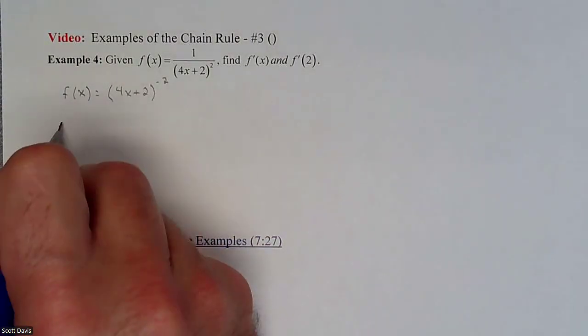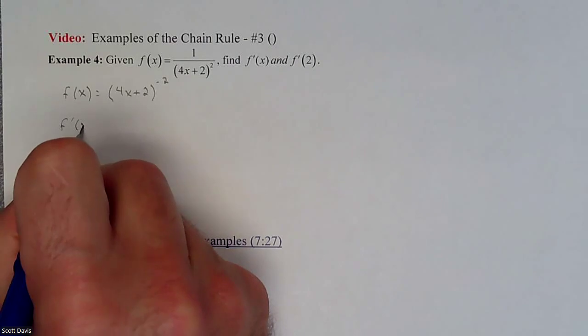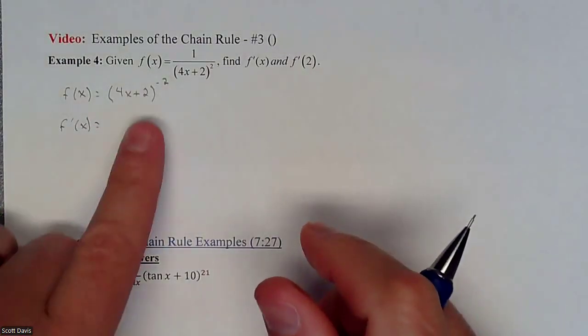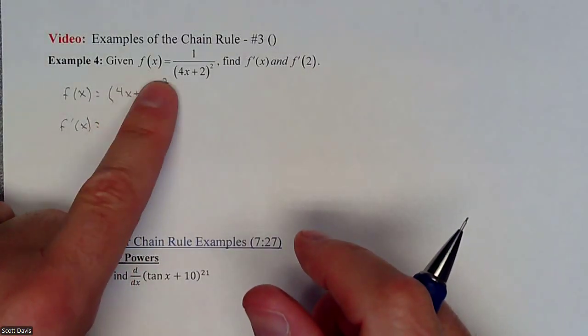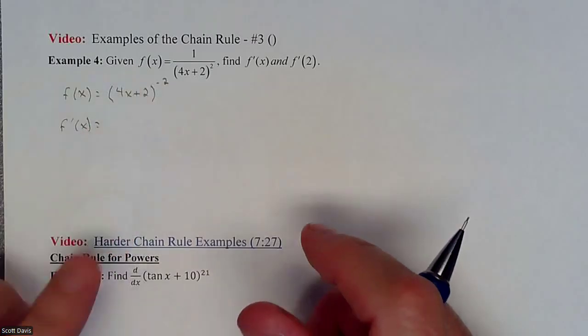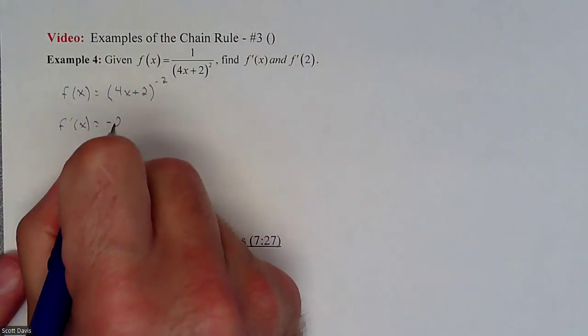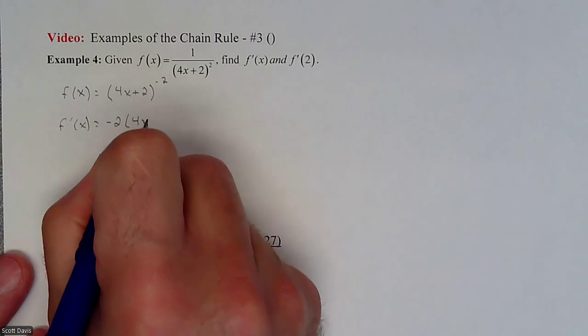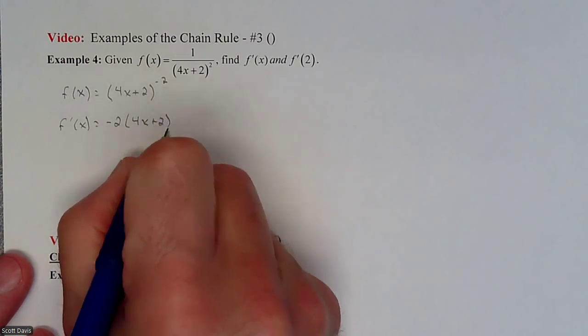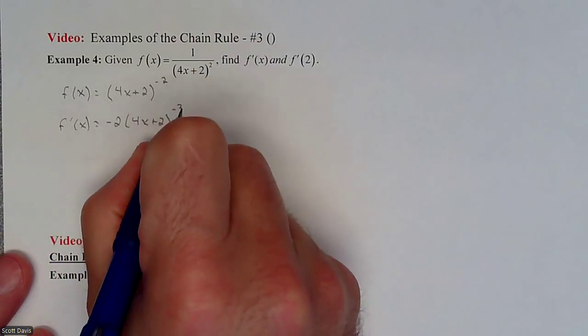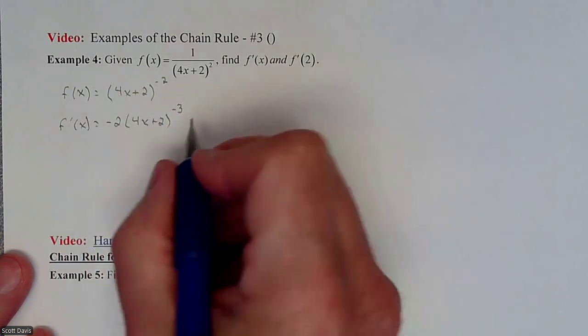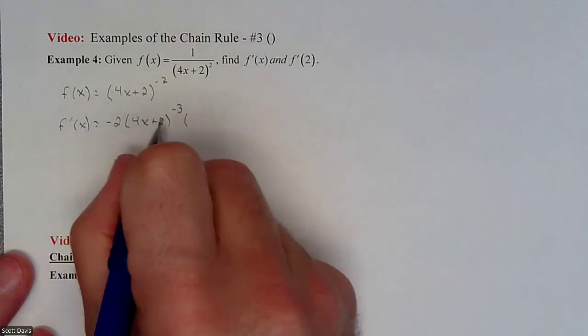So if I just start to apply the chain rule to this, I'm going to do the derivative of the outside, which is I'm going to bring the negative 2 down and drop the power. So I'll take a negative 2, not changing the inside, and then dropping the power down 1. So the negative 2 becomes negative 3, and then times the derivative of the inside.